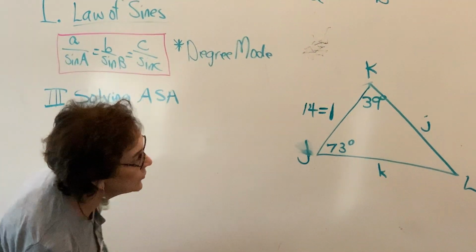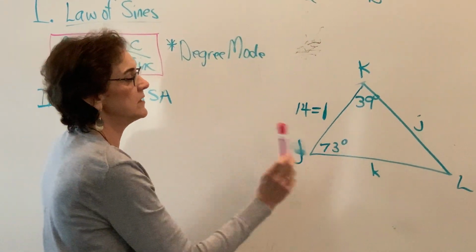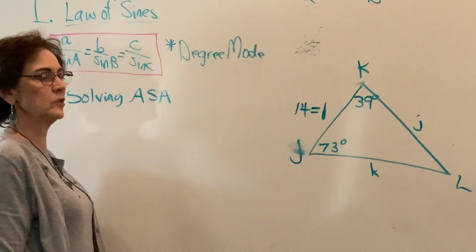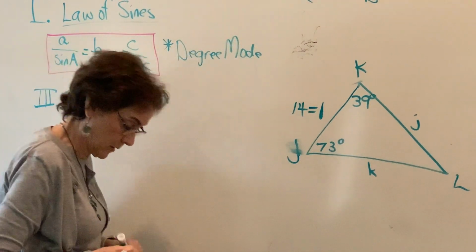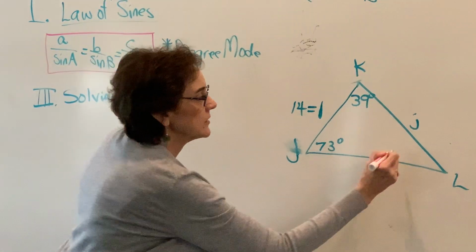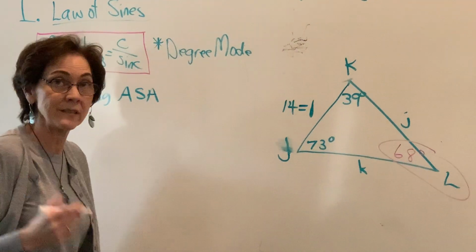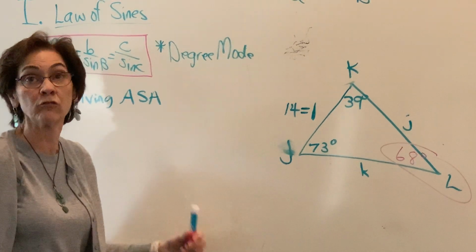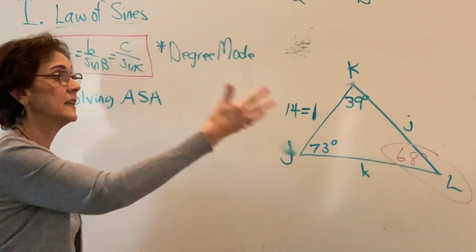The first thing you can do is find the angle L. So 39 plus 73, what would that be? 112? Yeah, 112 degrees. So subtract that from 180 degrees, and what do you get? 68 degrees. So we did the same thing. We found the missing angle first. Now we can use the law of sines to get the other two sides.